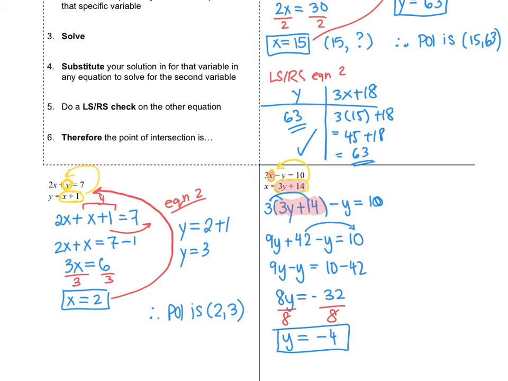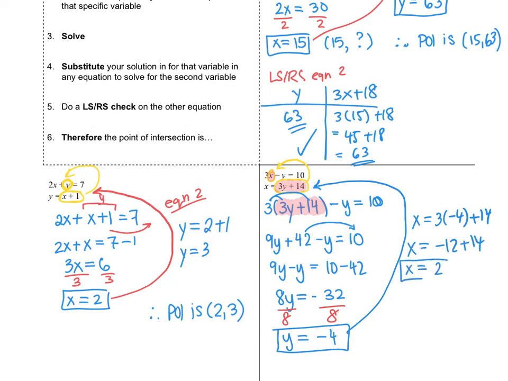And now you can plug into either equation. I'm going to go into equation 2 again, just because x is already on its own. So 3 times y, or 3 times negative 4, plus 14. So 3 times negative 4 is negative 12. And negative 12 plus 14 is 2. Okay. So therefore, the point of intersection is 2, negative 4. And that's it for this one.